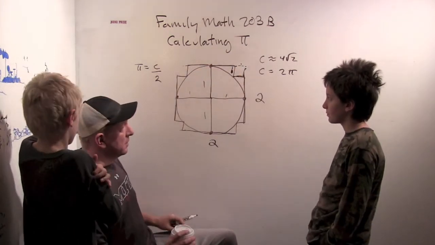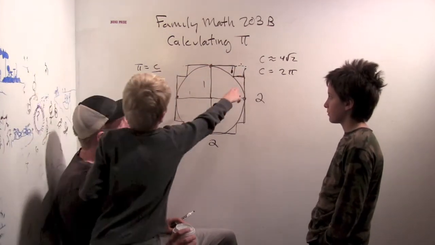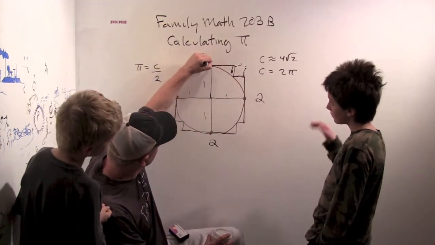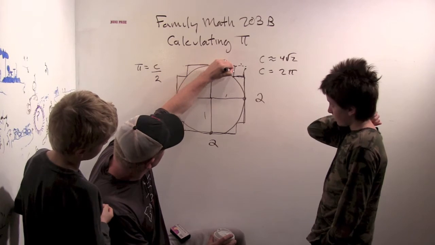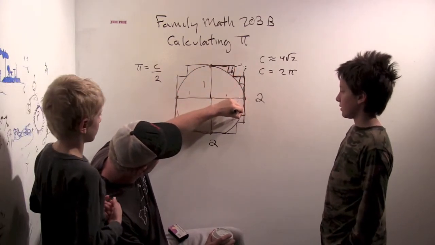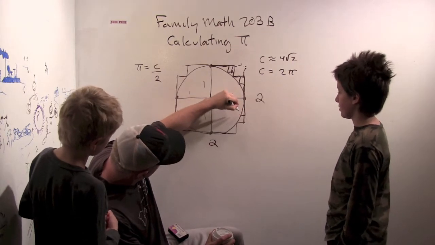I think I see what we're going to do next. Oh yeah, what are we going to do next? Fold these parts in. So now I'm going to have a shape that looks like this. Wow. So you can sort of get closer and closer to the real circumference.